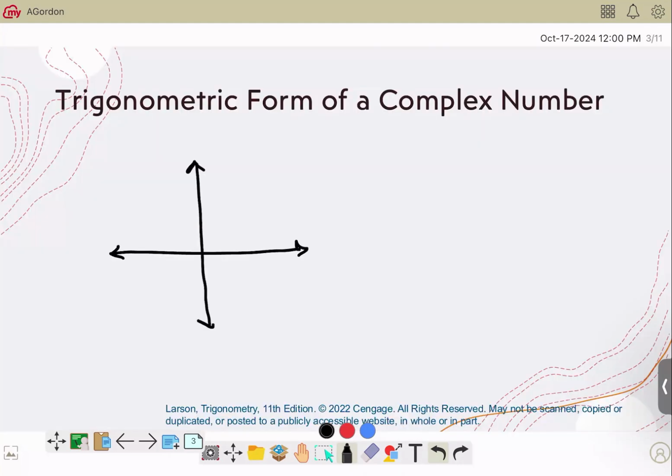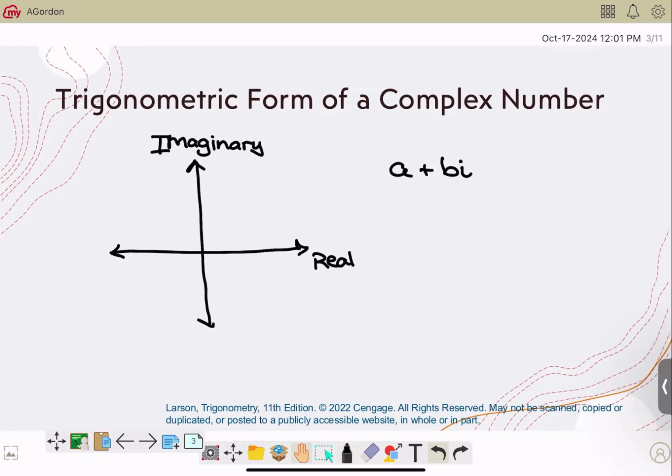So I'm going to take a complex number in the form of a plus bi, and I'm going to plot it on this coordinate system where the horizontal axis is the real axis and the vertical is the imaginary axis. So my horizontal distance would be A, my vertical distance would be B. So I have some point out here with coordinates A, B.